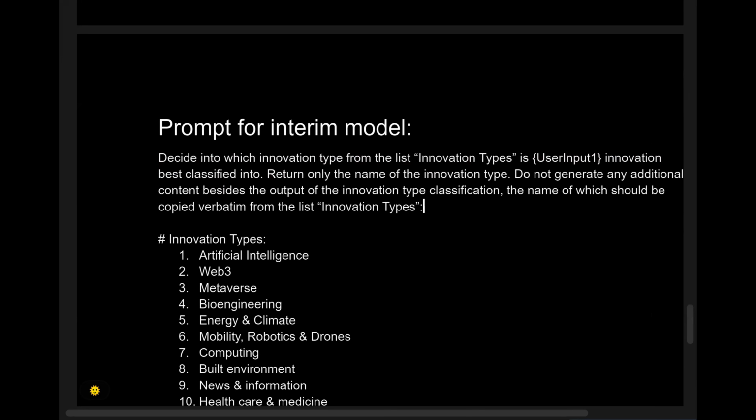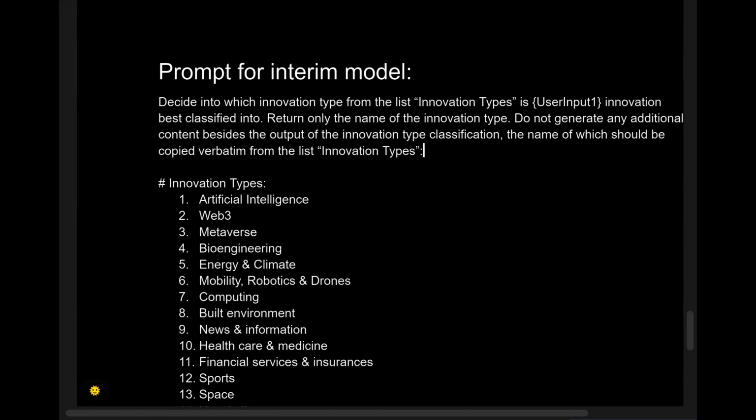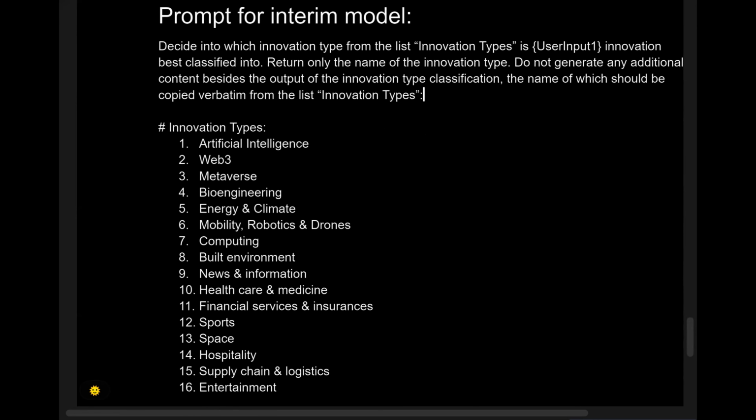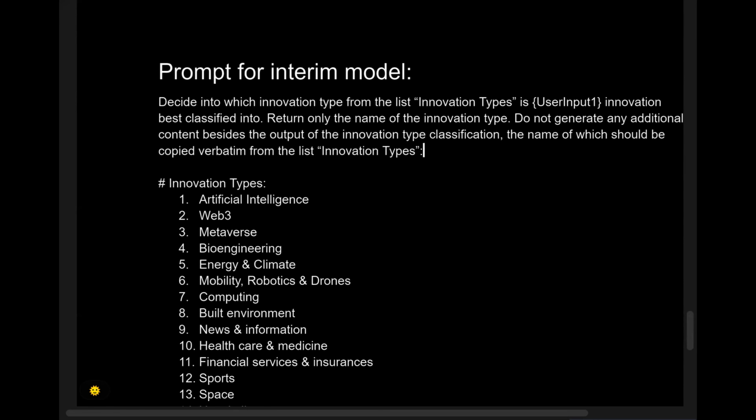I'm saying this because models have this tendency where you ask it a simple question and it gives you the simple answer, but then it elaborates on it: this is why I chose this answer, and this is my logic, and thank you so much, and goodbye, and hello. We don't need all that. That's going to just clog up our RAG tool with a bunch of unnecessary keywords. So I'm going to reiterate multiple times for it to only return the innovation type and nothing else.